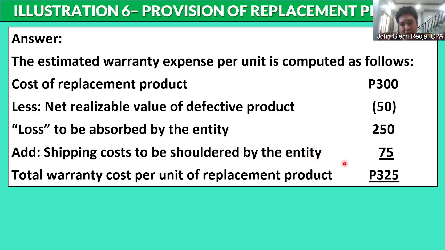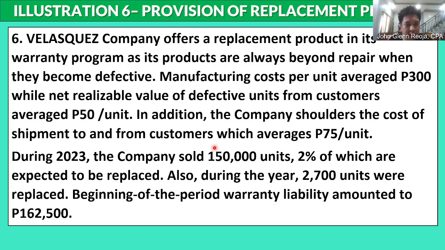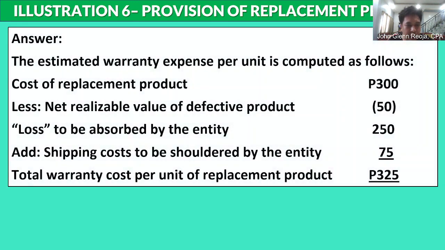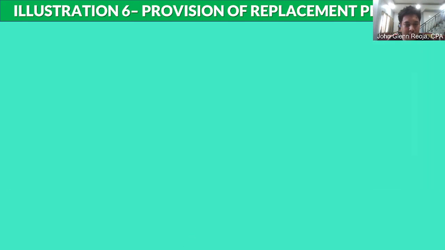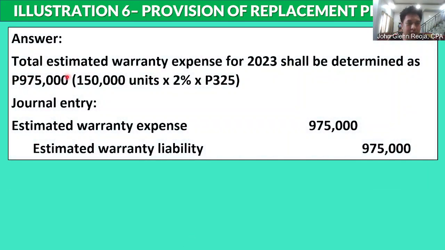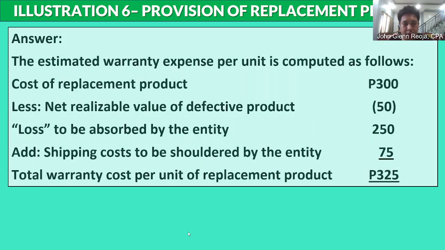So, how much therefore is the warranty expense? Let's go back. It says 150,000 units sold, 2% of which are expected to be replaced. So, 150,000 times 2% times the warranty cost per unit, which is 325 pesos. So, total estimated warranty expense should be 975,000. So, we debit estimated warranty expense, 975,000, and we credit estimated warranty liability, 975,000. So, this is the solution.